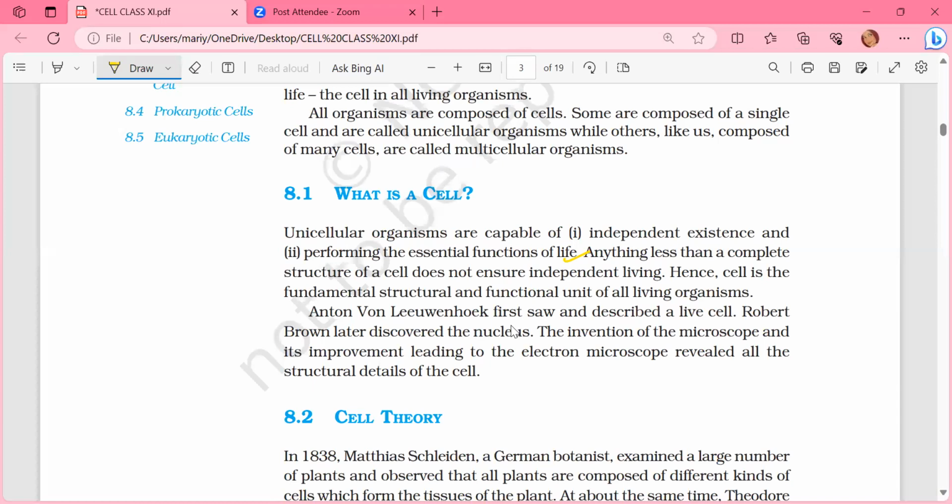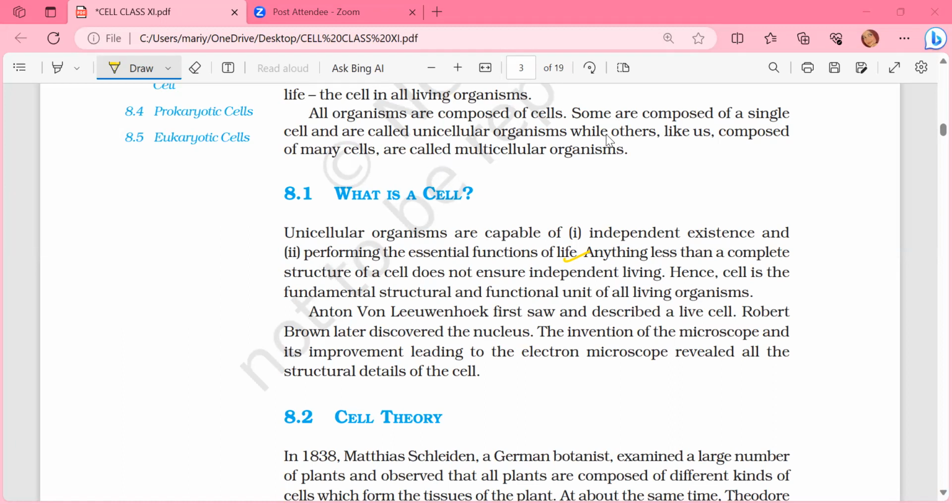But any organism that even has one cell in its body and is completely independently existing, meaning it is present alone with the help of that cell. So this is what the basic structure means: if even one cell is there in the organism's body, then yes, it can ensure independent existence.